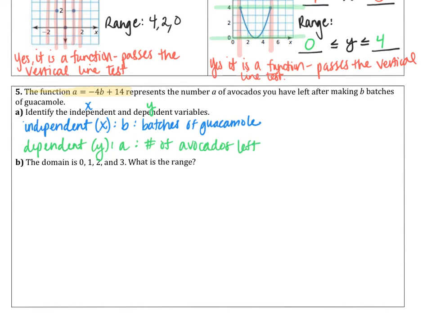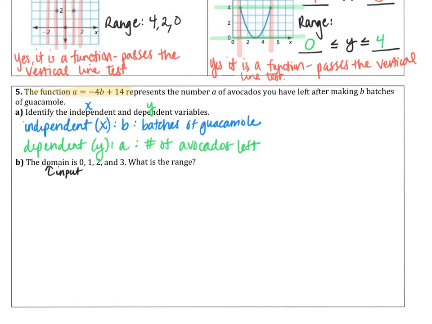Okay, so now we're going to move on to part B, and it's asking me to identify the domain and range. Above, I was able to directly look at the graph and find the domain and range, but now I don't have a graph. Now I have an equation. So how am I going to get the domain and range? Remember, the domain is known as the input. So literally what that means is I can input each of these values into this function and get an output. So we're going to do that.